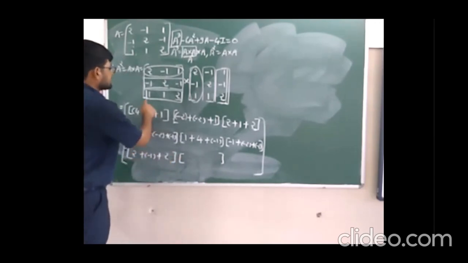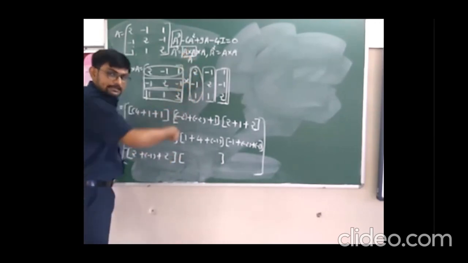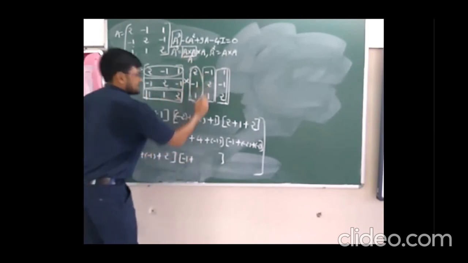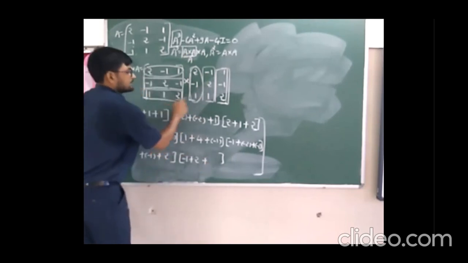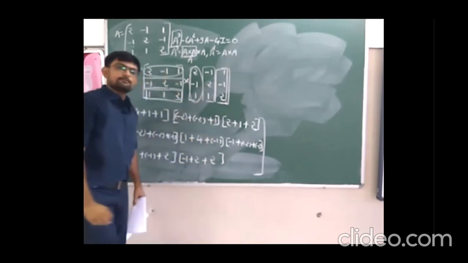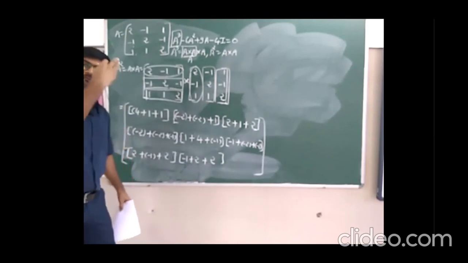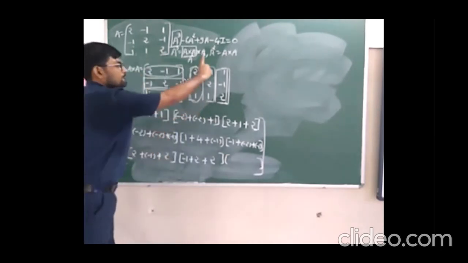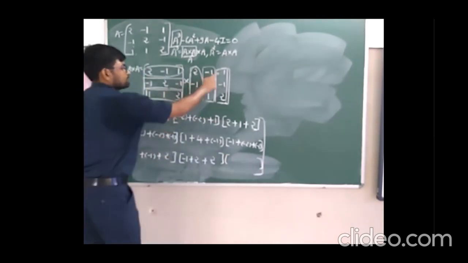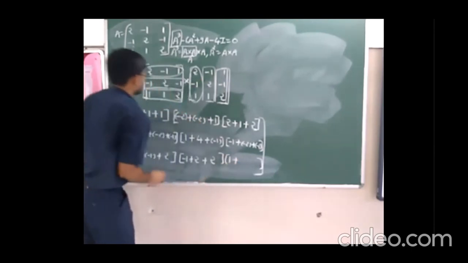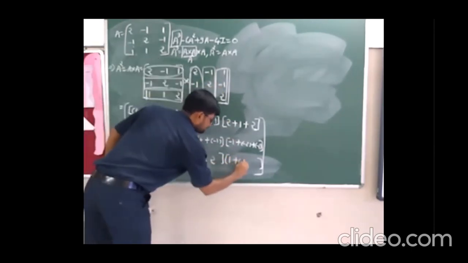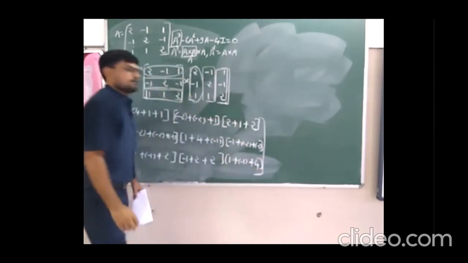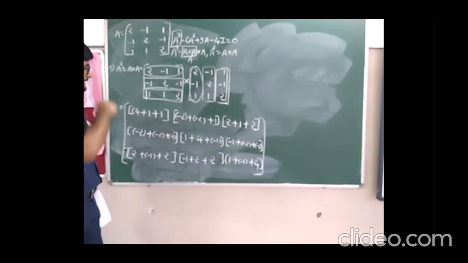Okay. Again, third row, second column. So first into first, minus 1, plus second into second, 2, plus third into third, 2. So this is what the multiplication of third row, second column. Then we'll multiply third row with third column. 1 into 1, 1, plus 1 into minus 1, minus 1, plus 2 into 2, 4. Okay. So now the final answer is what?